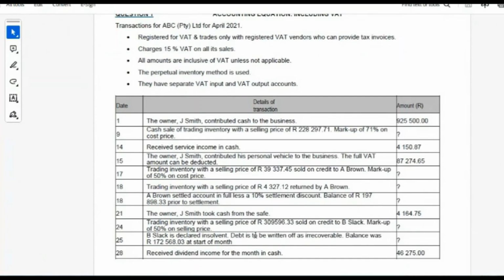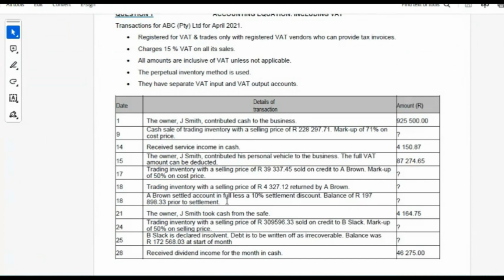So what is your question, Gareth? Sorry, I just see that it says that the balance was 172,568 at the start of the month. But then on the 24th, it's the same debtor that we actually sold to. So when we do the calculation for the 25th, should we not also include that 309,000?